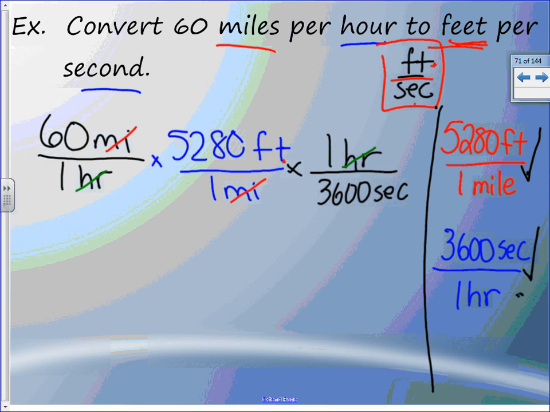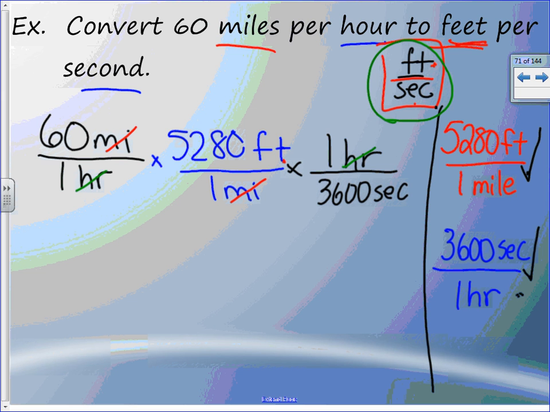Now, before I do any calculations, you guys look at the numerator. What is the only unit left in the numerator? Feet. What is the only unit left in the denominator? Seconds. And look at what I'm going for, feet over seconds. I'm understanding more.